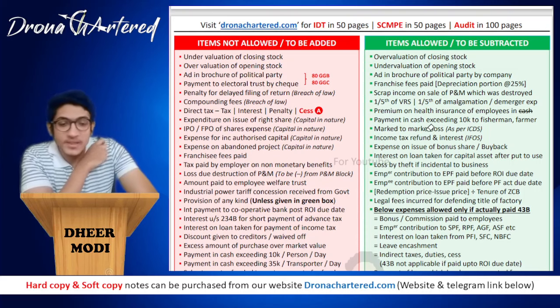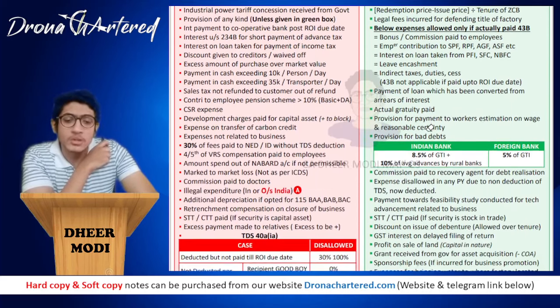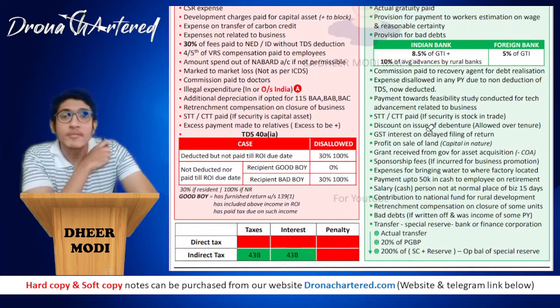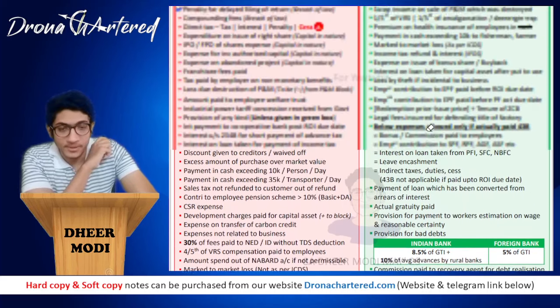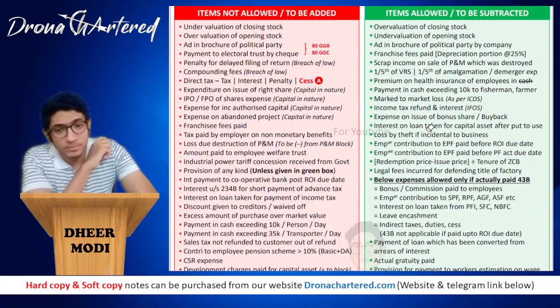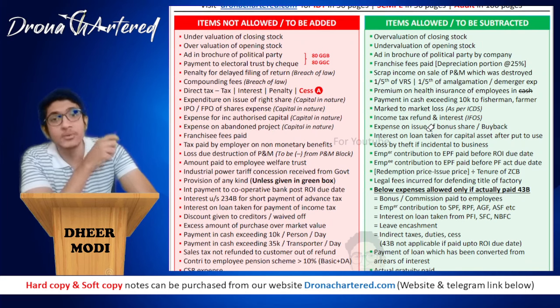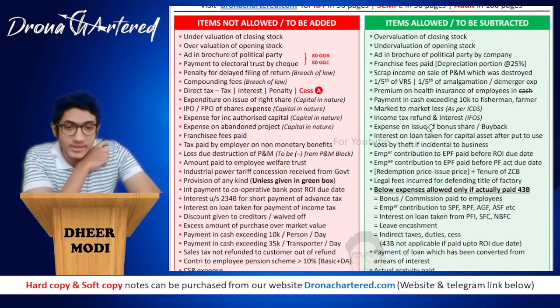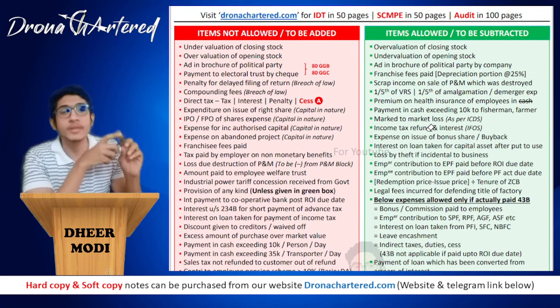So in one page, I have put all the possible adjustments with regards to your PGBP chapter. And I have also put a separate video for PGBP, but I just wanted the adjustments to be uploaded separately. Okay, so in these, there are basically two columns.